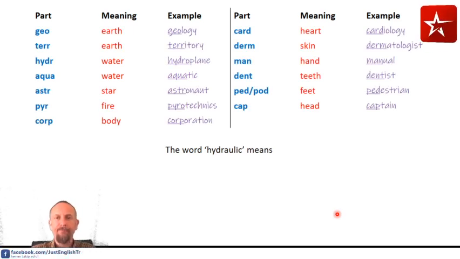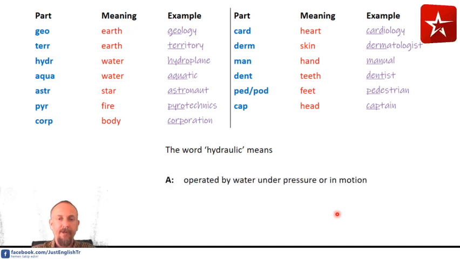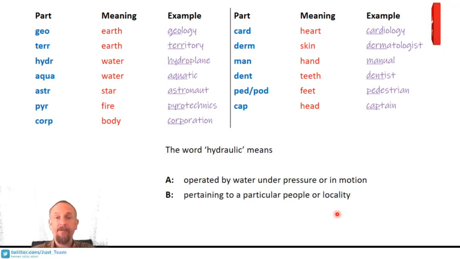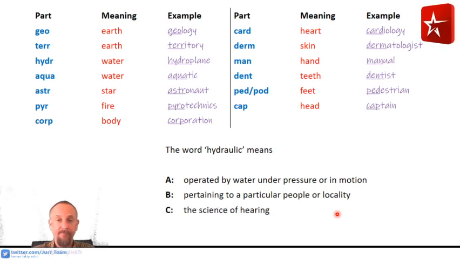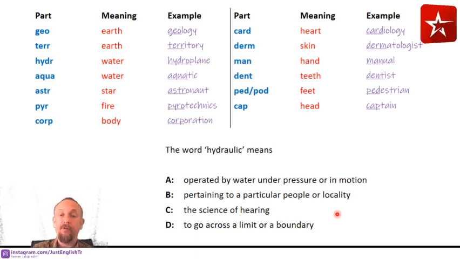The word hydraulic means we have A, operated by water under pressure or in motion. B, pertaining to a particular people or locality. C, the science of hearing. Or D, to go across a limit or a boundary.